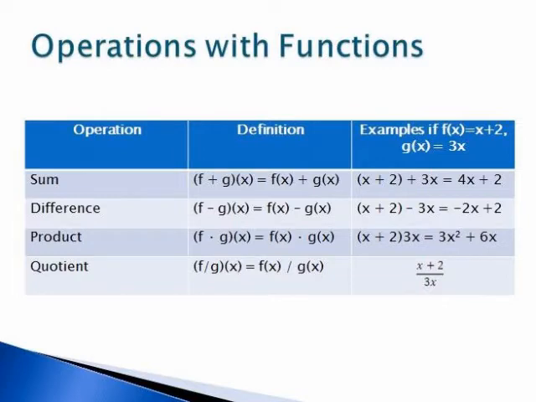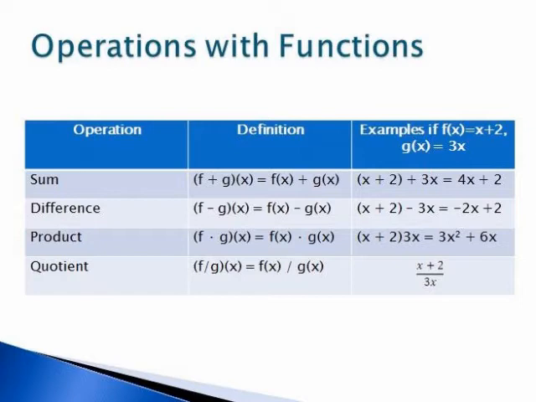So for now, the operations with functions, we are looking at, if it says f plus g of x, all you're doing is adding the two functions. You're just adding like terms. So you can see my example there of x plus 2 plus 3x. It's x plus 3x is 4x, and then you just add the 2. Same thing with subtraction. X minus 3x is a negative 2x plus 2.